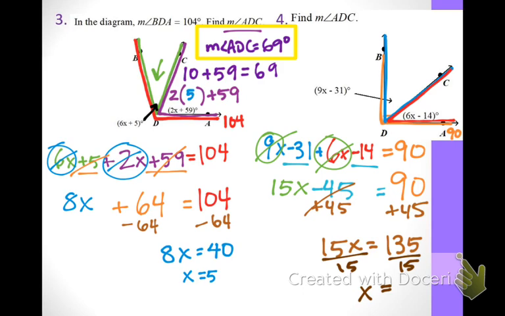Sorry, what did we say? 9? Good. So where do we need to plug it in? ADC. So 6 times 9 minus 14. 6 times 9 is? 54. Minus 14 is? 40. So you would say the measure of angle ADC equals 40 degrees.